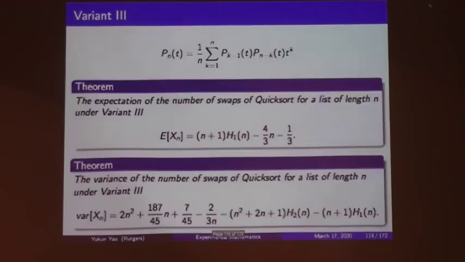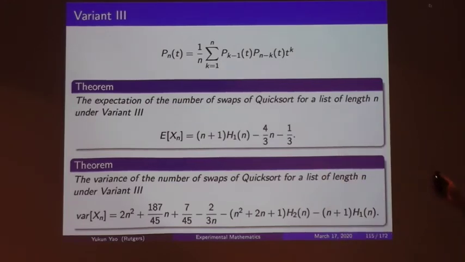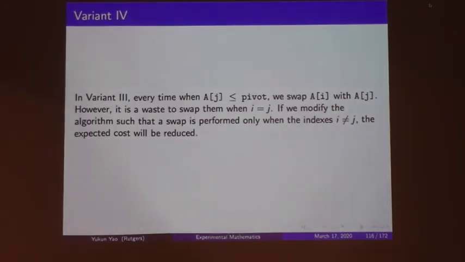So in this case, we have the recurrence relation for the probability generating function. When k is the smallest, there will be k swaps. So we get this result, expectation and variance. But there's some waste in variant 3, so we want to improve it.